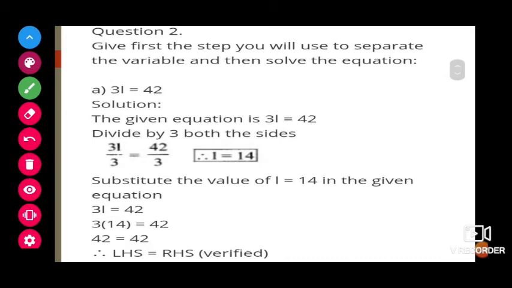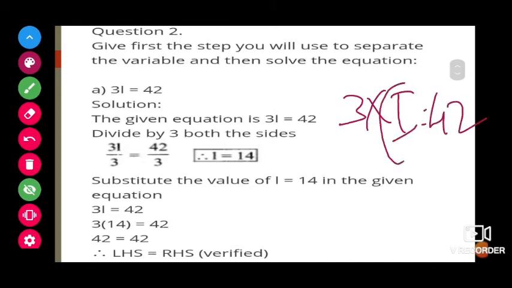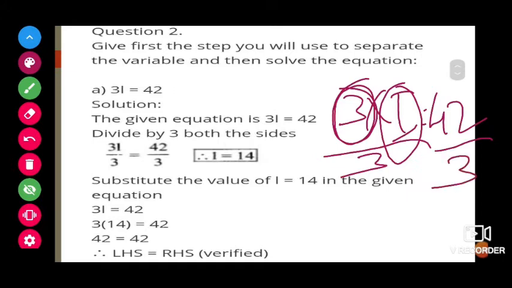Next one, give first step, the step you will use, separate the variable and then solve the equation. Same way, children, we are going to do. Here 3i is equals to 42. The given equation is 3i is equals to 42. 3i is nothing but 3 into i is equals to 42. Here with the 3, what is there? Multiplication 3 is there. To remove that multiplication 3, what we have to do? We have to divide with the 3. If I divide this side only, is it okay? No, we have to divide with the same 3 on that side also.